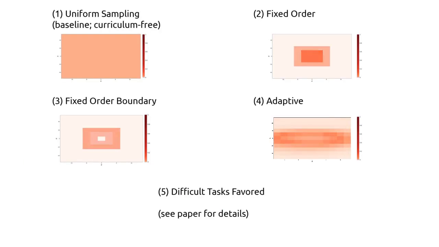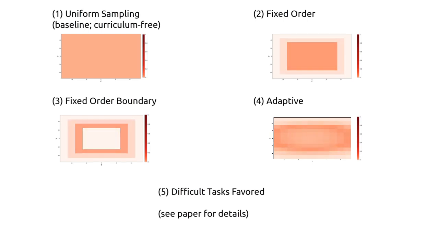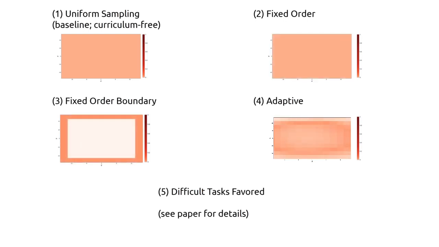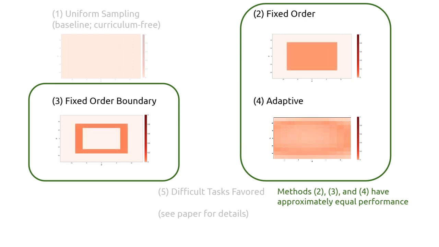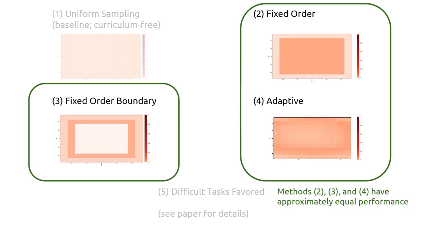The five sampling strategies are summarized here. We find the fixed order, fixed order boundary, and adaptive curricula to be superior, while uniform sampling and difficult task favored strategies fail to achieve a reliable result.